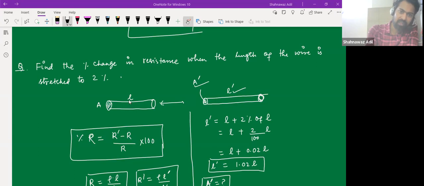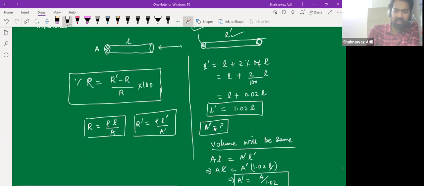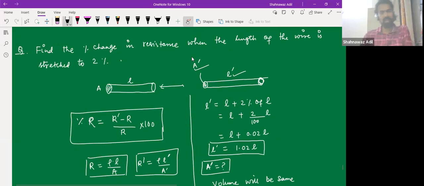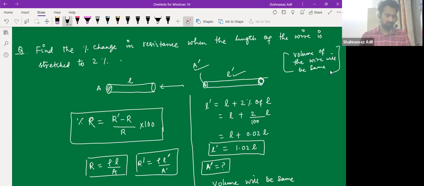R we know is rho L by A. R prime is rho L prime by A prime, right? So we have to figure out L prime and A prime, and then we calculate the percentage. So please note it down, and if you have any question, please ask. The only important thing to remember here is that the volume of the wire will be the same. Volume will not change.